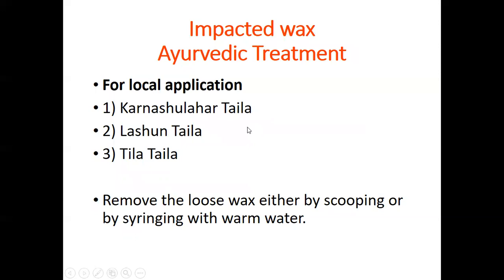Impacted wax, Ayurvedic treatment. For local application, Ayurveda says hardening is because of the dryness of Vata dosha. Vata dosha is making this wax hard. So what is the best treatment for Vata dosha? Snehana, so oil, lubrication with oil. So there is Karna Shula Hara Taila. Taila means oil. Lashuna Taila or plain sesame oil, that is Tila Taila. Remove the loose wax either by scooping or by syringing with warm water.